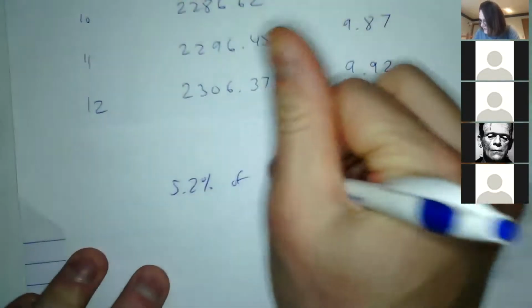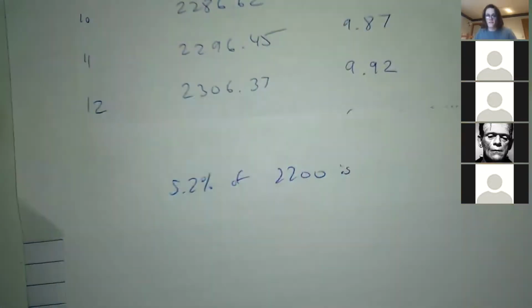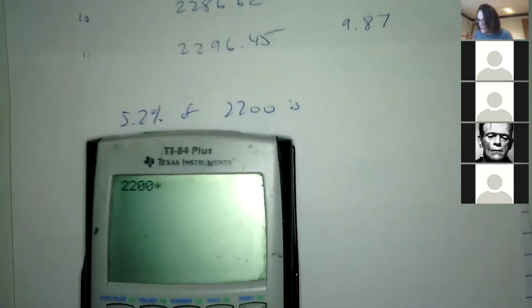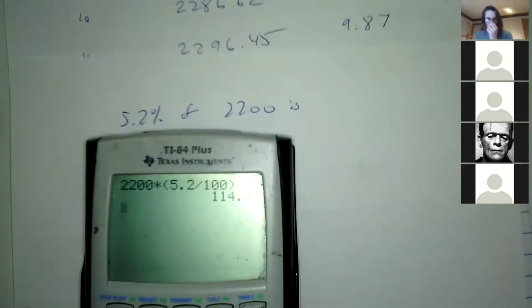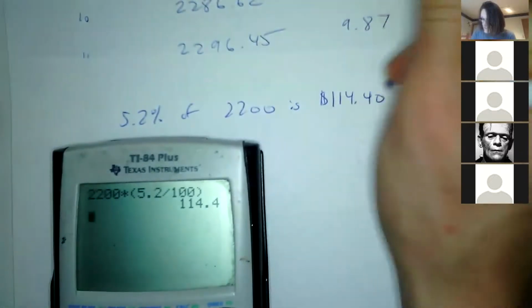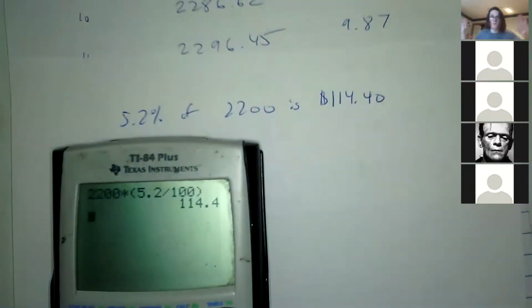So 5.2% of my principal, 2,200. So let's just look at that. So 5.2% of that: 2,200 times 5.2 divided by 100. So it's $114.40. All right. So that's just 5.2% flat.